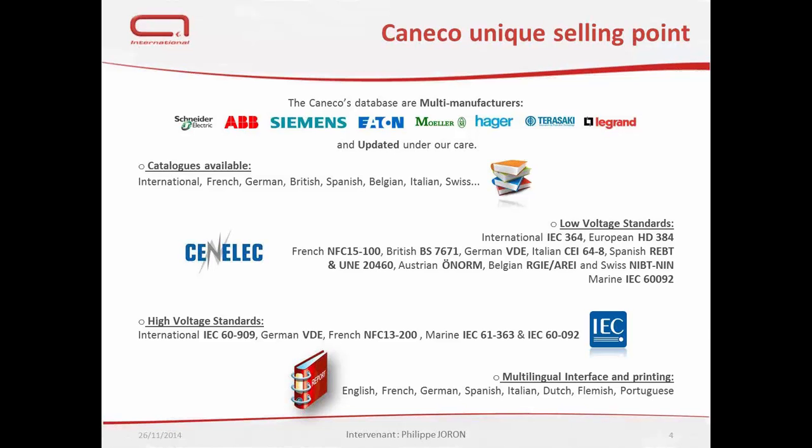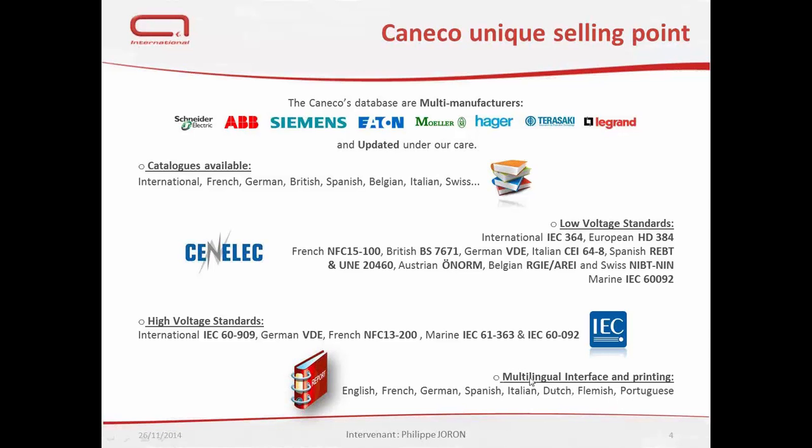Also, for low voltage electrical installations we have the possibility to calculate under 14 electrical standards, international, European, but also national domestic standards such as French, British, German, Italian, Spanish, and so on. For high voltage installations, we can calculate with international, German and French standards, and we are really involved in the construction of ships, so right now we can calculate an installation under marine regulations.